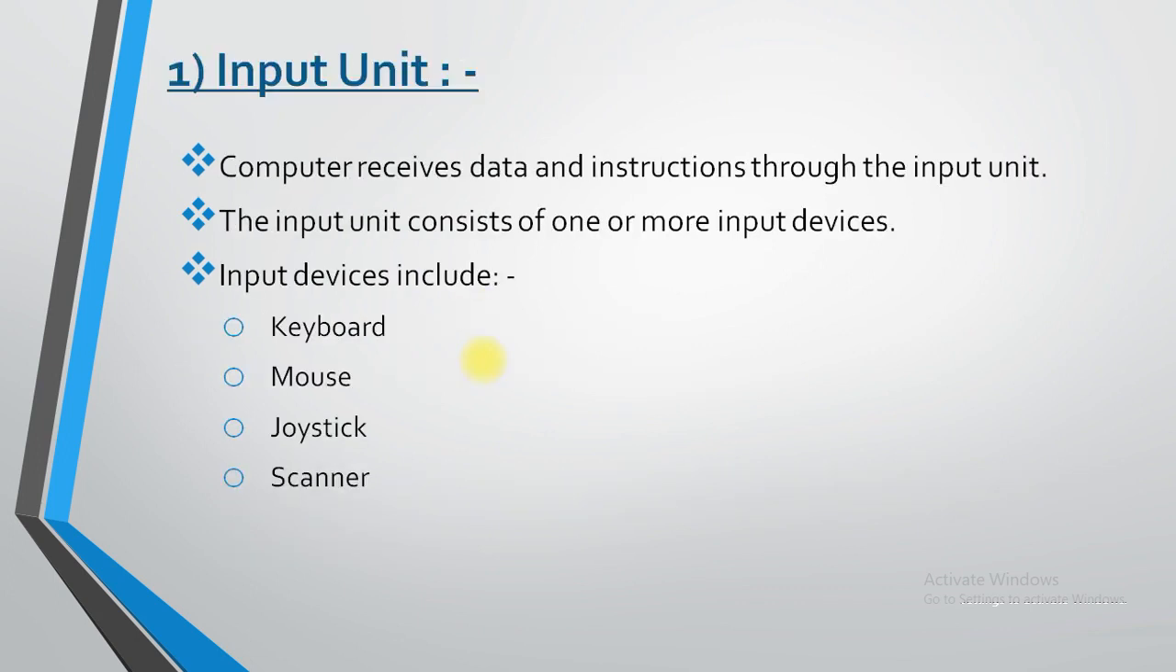Now let us begin with the input unit. What is the task of input unit? It receives data and instructions through the input unit. After that, input unit consists of one or more input devices. That means, see, if you work, your system is connected with the keyboard, right? So keyboard is an input device. Similarly, your system also contains a mouse, right? So both are referred to as input devices and both can work parallelly.